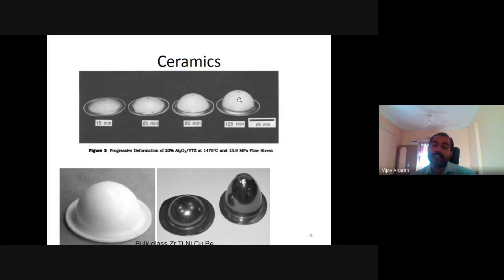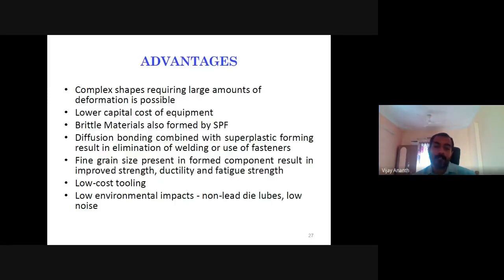Because surely it will break. It is a very brittle material, but only with the help of superplastic forming can these ceramics be elongated this much. In the same way, bulk glass zirconia titanium combined forms of ceramics are also formed through superplastic forming. So ceramics can also be formed through superplastic forming.